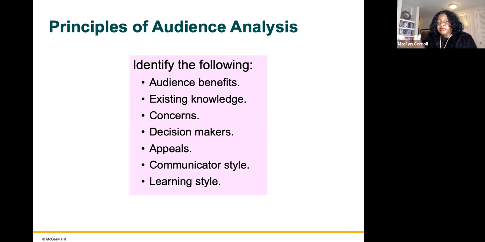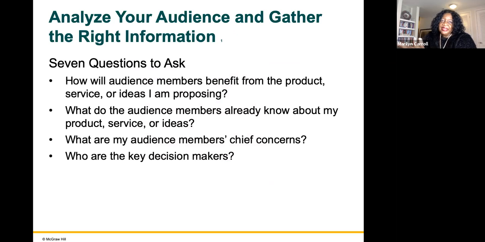So principles of audience analysis include audience benefits, existing knowledge, concerns, decision makers, appeals, communicator style, and learning styles. Yes, learning style matters, because if you don't understand all the various learning styles there are, it's going to be difficult to make sure your presentation covers a style which is amenable to all learning styles. Analyze your audience and gather the right information.